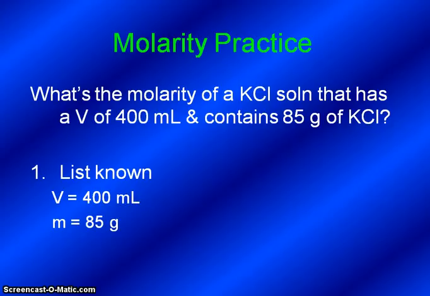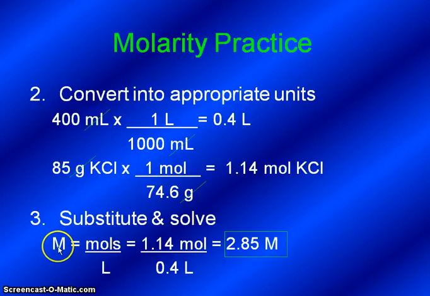Here's an example of a molarity problem. It says, what's the molarity of a potassium chloride solution that has a volume of 400 milliliters and contains 85 grams of KCl? So what we know is the volume and the mass of our KCl. For our molarity equation, which is molarity is equal to moles over liters, we would then need to convert our milliliters into liters, which we do by dividing by 1,000. That'll give us 0.4 liters.